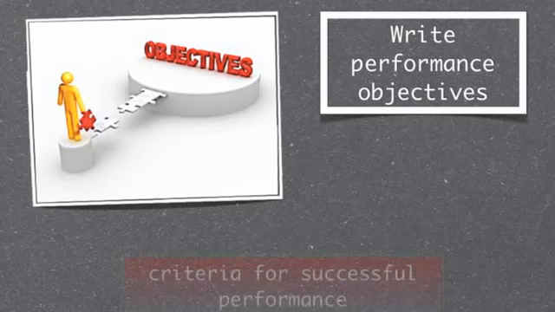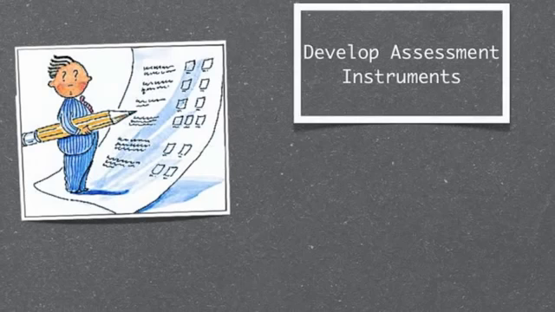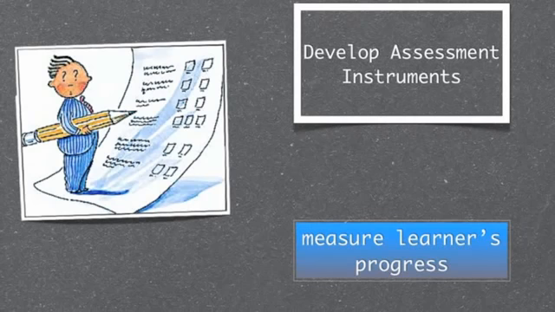The skills to be acquired, the learning conditions, and the criteria for successful performance should be considered while framing the objectives. Based on the performance objectives, the instructional designers should develop the assessments. These assessments will measure the learner's progress through the course. The assessments are framed to bring out the behaviour defined in the objectives.